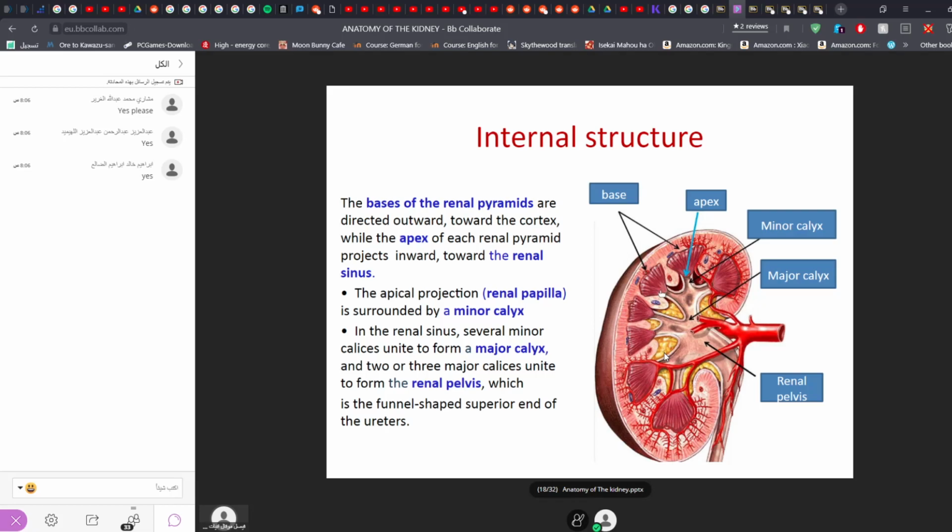Each renal pyramid projects inwards through the renal papilla into the minor calyces. Can you see? The apical portion, the renal papilla, is surrounded by minor calyces, which is the receiving part of the urine, or the first part of the excretory portion of the urine. This is the first part called minor calyx.